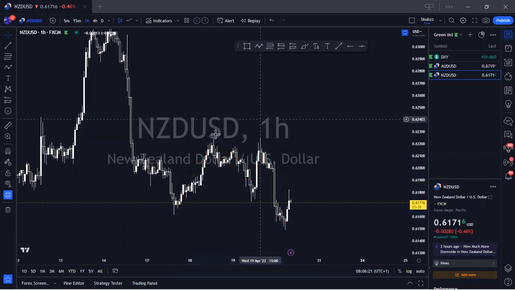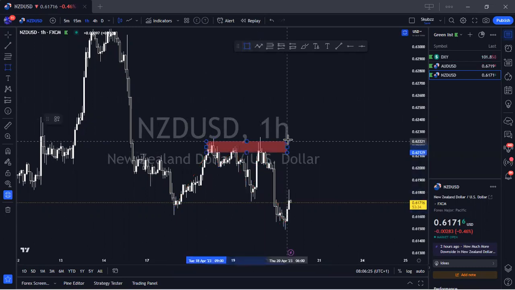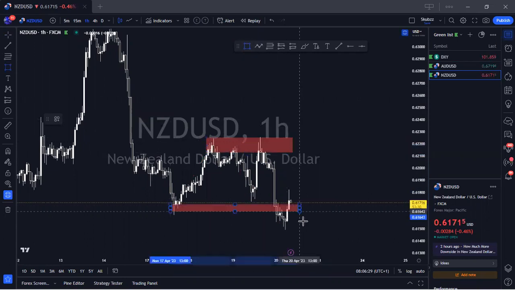It's looking as if we're actually ranging. See the high of the range here, and then the low of the range down here, which looks as if price wants to break out of it.